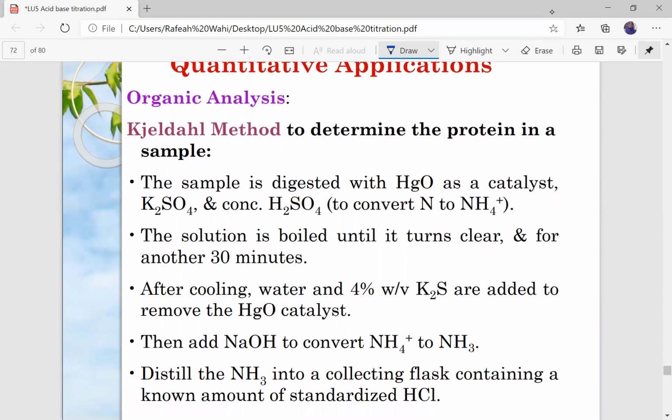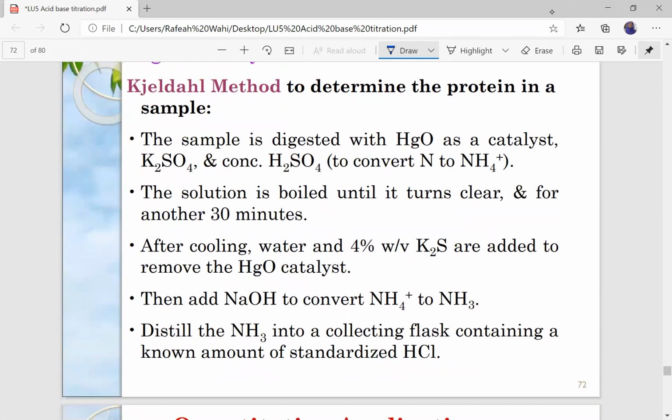Normally in the Kjeldahl method, your sample is digested with mercury oxide as the catalyst, K2SO4 and concentrated H2SO4, which is to convert nitrogen to NH4. The solution is boiled until it turns clear, and then continued boiled for another 30 minutes. After cooling, water and 4% weight to volume K2S are added to remove the mercury oxide catalyst.